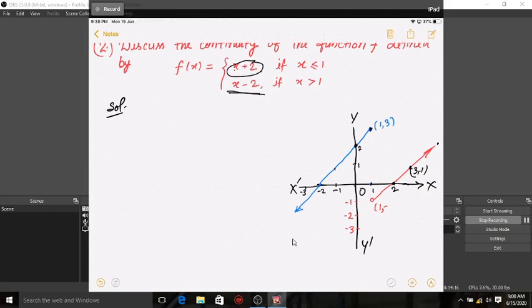Now check, if we want to draw the graph of this function, then we have to lift our pen. Now we can draw the graph of this function continuously from the left side up to x equal to 1, but if we want to draw the graph on the right side of x equal to 1, then we have to lift our pen and start with this point and we can draw the graph. So at x equal to 1, this function is not continuous, so this function is also a discontinuous function.